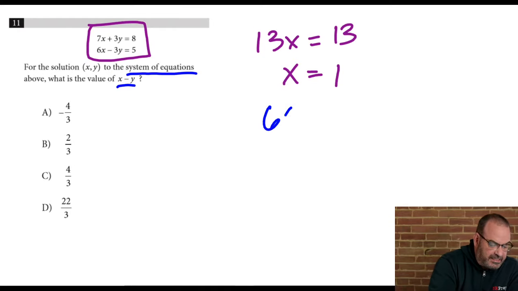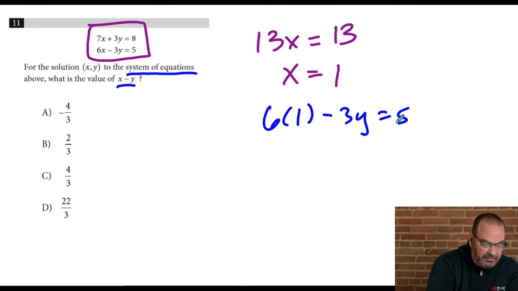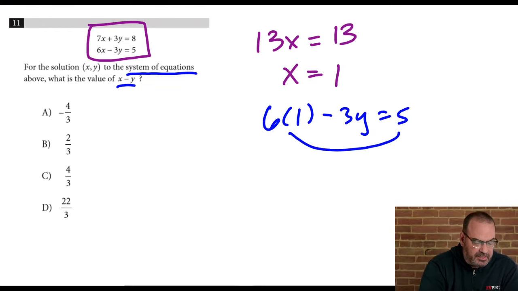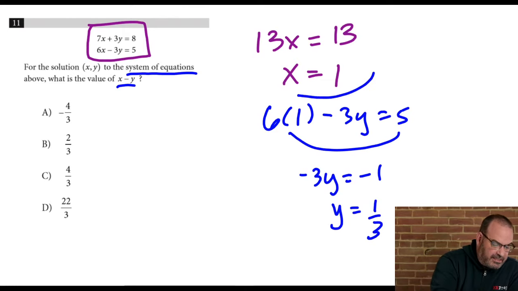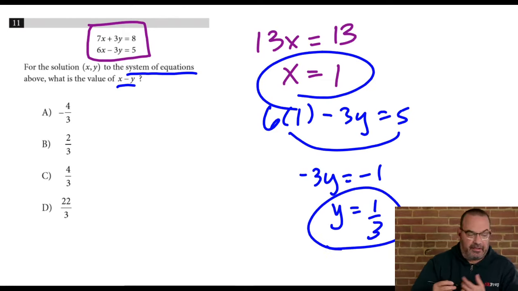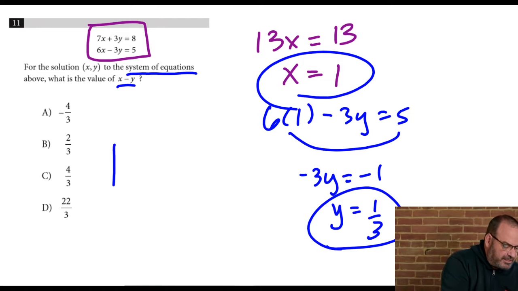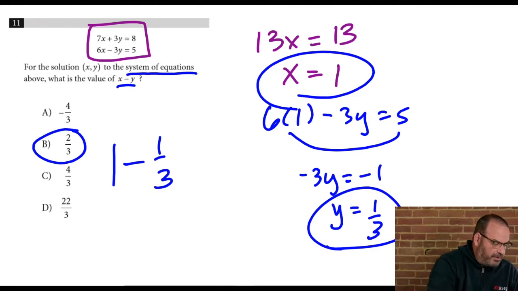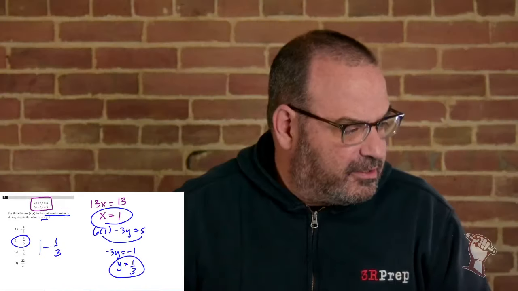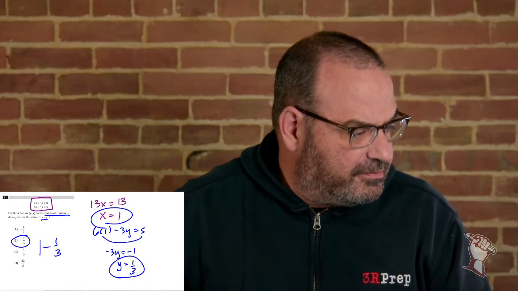We're going to say 6 times 1 minus 3y is equal to 5. I'm going to move the 6 to the other side, and I'm going to get negative 3y equals negative 1. Y equals 1/3. So x equals 1, y equals 1/3. You have to be able to do fractions. This is the non-calculator version, and you have to know that 1 is 3 over 3 minus 1/3 is 2/3. So that took a whole lot longer than it should have.